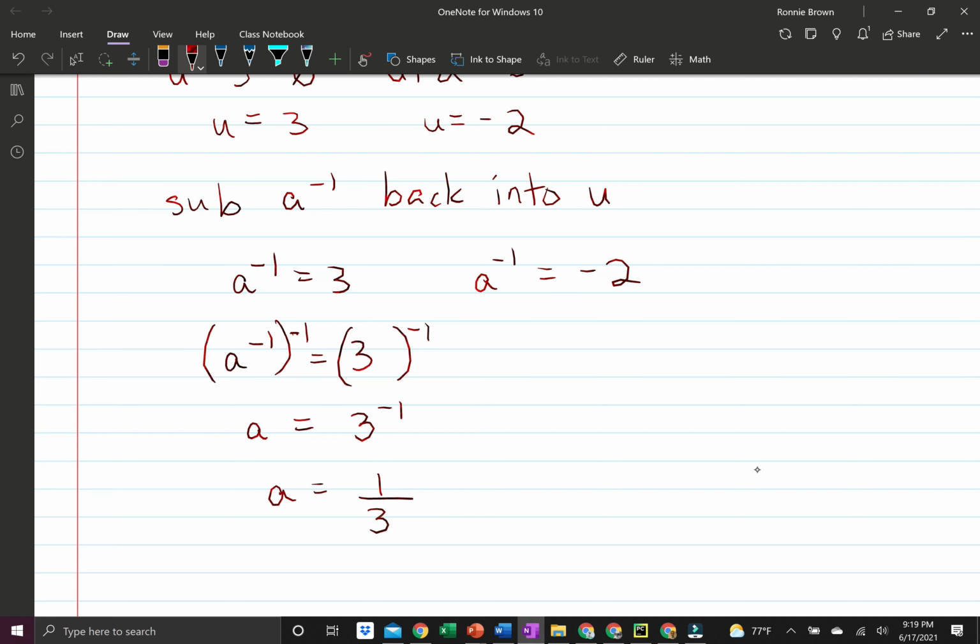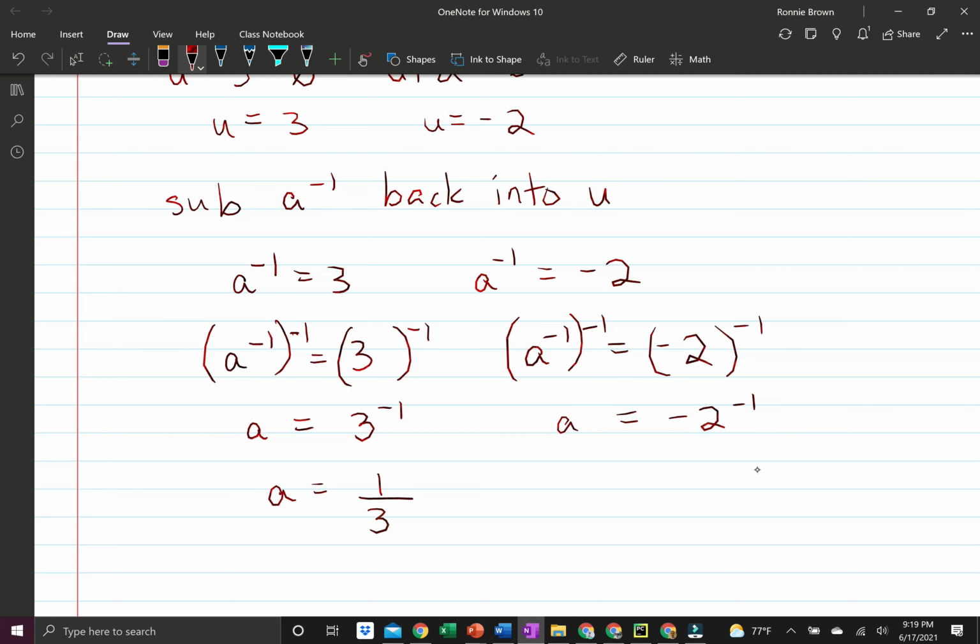Same situation over here for a to the negative first power equals negative 2. I'm just going to raise this side to the negative first power, and that's going to give me a to the positive first power. So what I did to the left hand side, I had to do to the right hand side. Raise this side to the negative first power. So I get negative 2 to the negative first power.